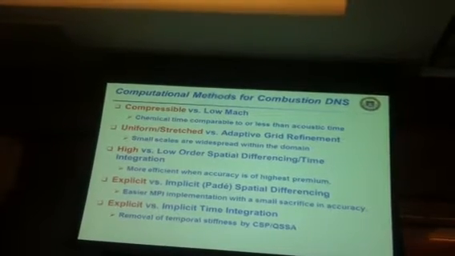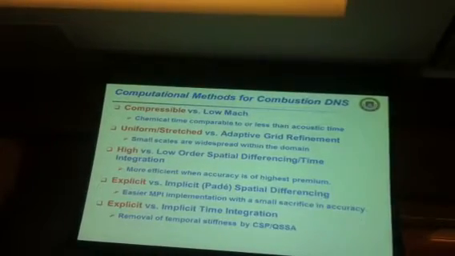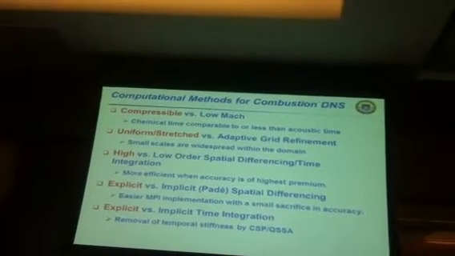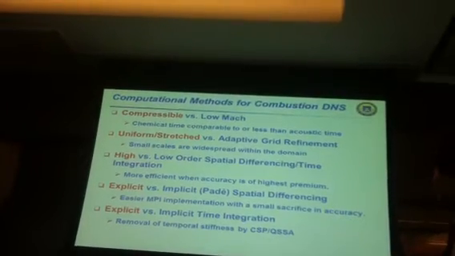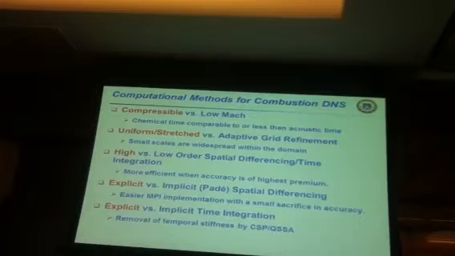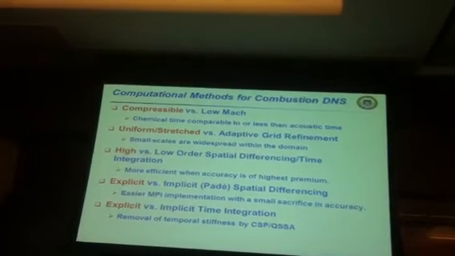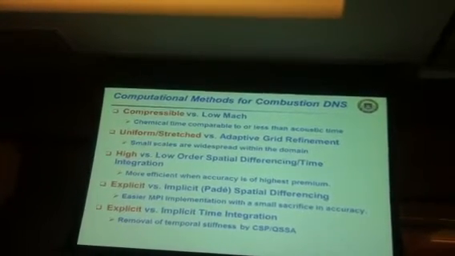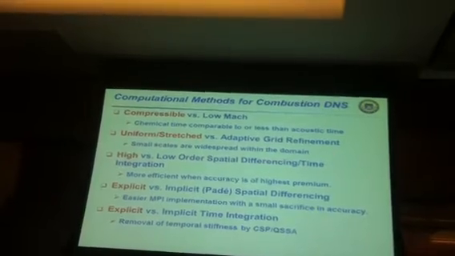It makes more sense to me that the compressible formulation is used. So that's what we choose. In terms of grid, you can go for a relatively simple, structured, uniform, or somewhat algebraically stretched grid, versus you can explore adaptive grid refinement.